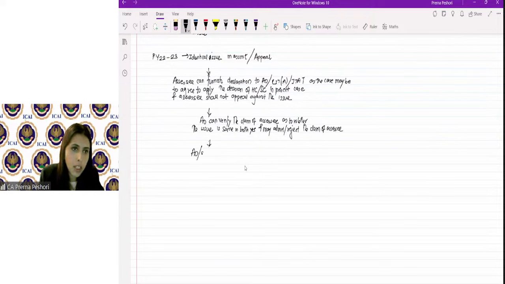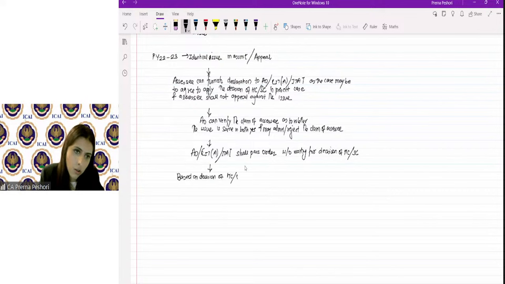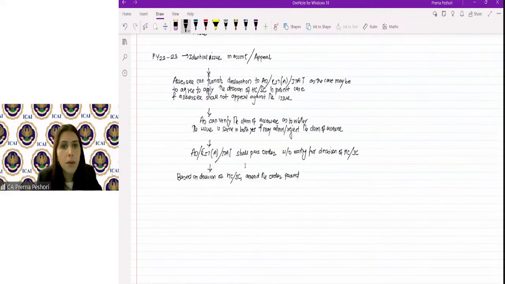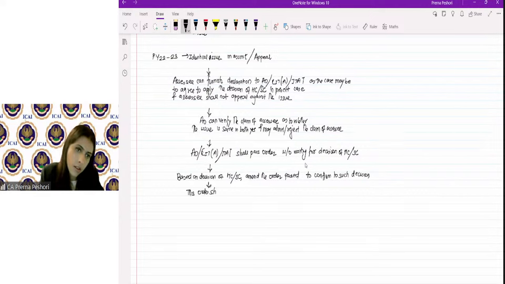Then the AO or the CIT appeal or the ITAT shall pass the order without waiting for the decision of the High Court or Supreme Court. And then, based on the decision of the High Court or Supreme Court, amend the order passed to conform to such decision. This order shall be final and non-appealable.